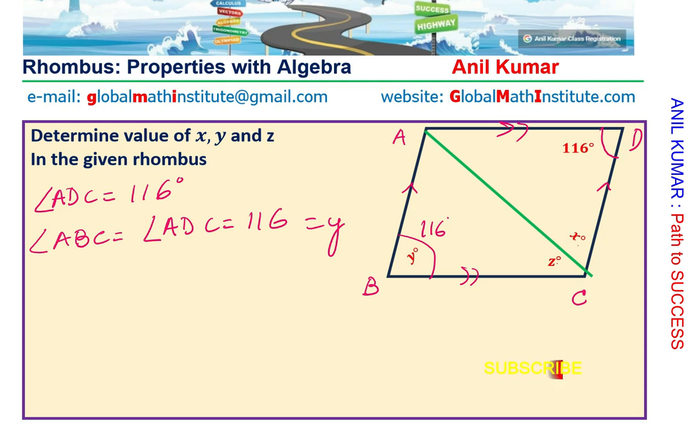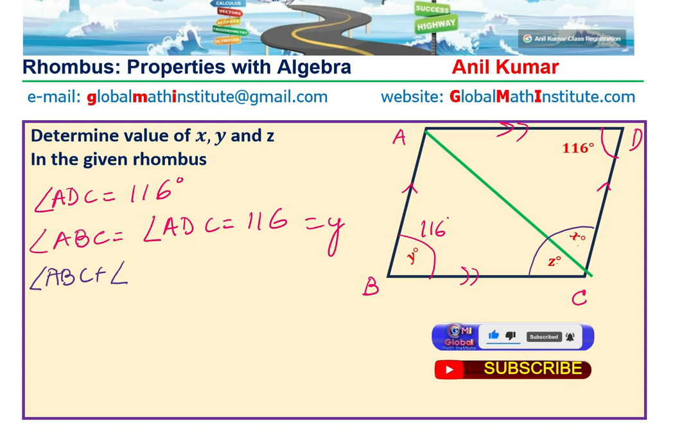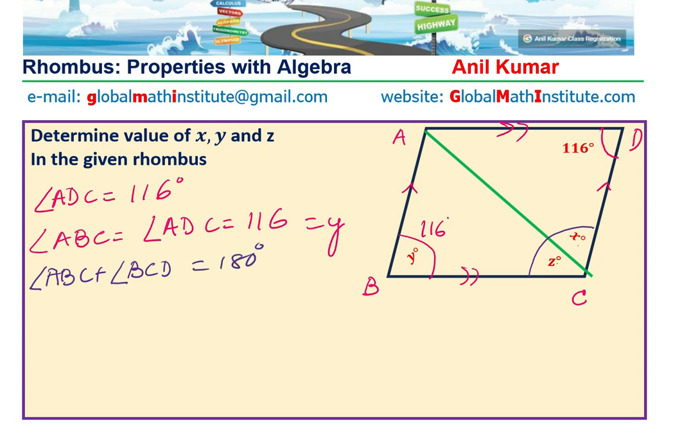Well, we know that the sum of these two, angle ABC plus angle BCD, is equal to 180 degrees. And we also know that Z and X should be equal because the diagonals bisect one another, right? So that is one part. So we also know that angle X is equal to Z, since the diagonal bisects it.